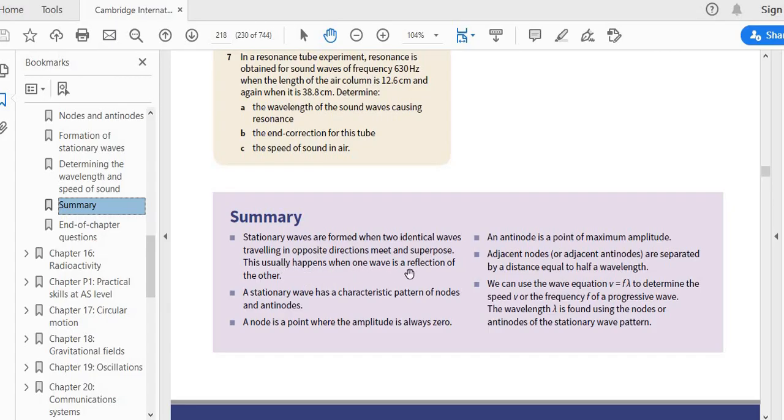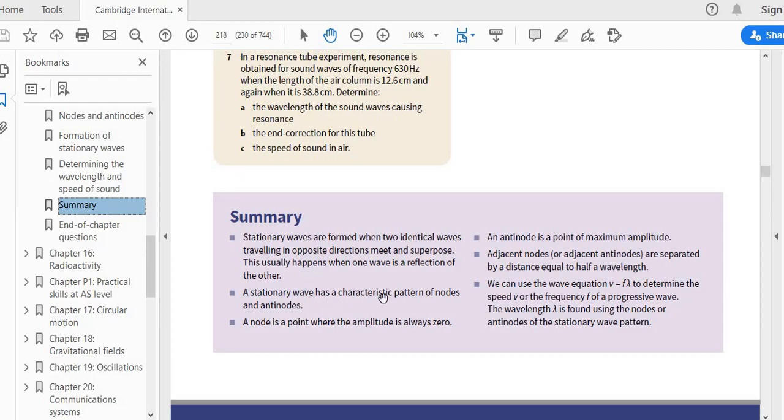This usually happens when one wave is a reflection of the other. So you send a wave, it gets reflected, and you still keep sending waves. So what happens is the reflected waves and the waves that are sent superpose, because once it gets reflected, it will be traveling in the opposite direction to its original direction.